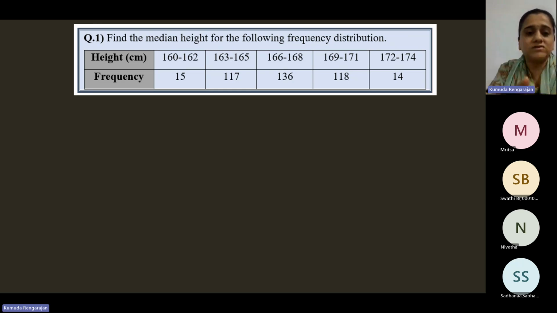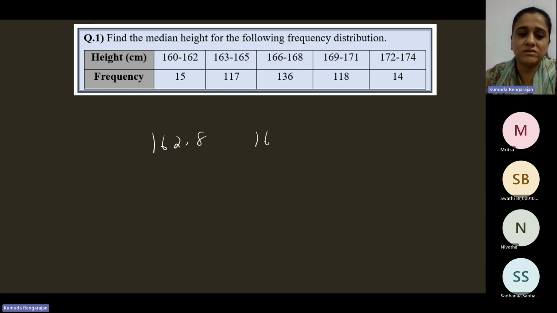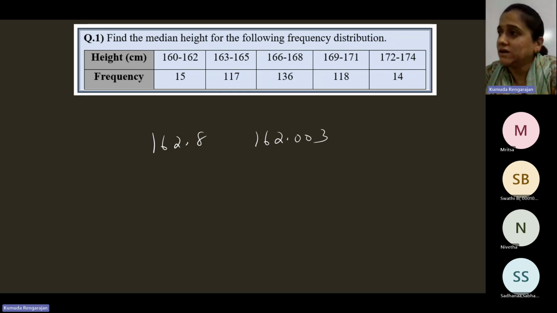See, there's a break, no? 162 to 162, then there's a break, 163. So if there is a value 162.5, you cannot use these class intervals to fix that value 162.5. Any value between 162 and 163 cannot be accommodated in these class intervals. See, supposing you have 162.8, whatever, or 162.003, whatever. Where will you put? So the values between 162 and 163 cannot be included in these class intervals.